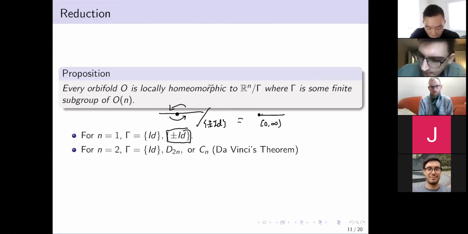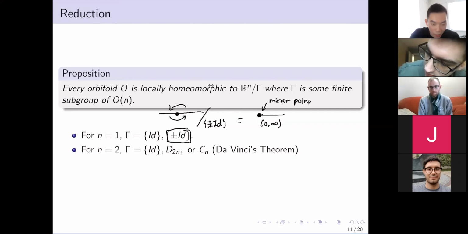I think more importantly, the only possible singularity that appears over here is a mirror point, which is the origin. And topologically, this is literally just a manifold with boundary, where this boundary acts as a mirror point with respect to this orbifold structure.